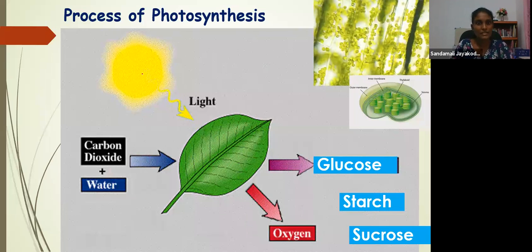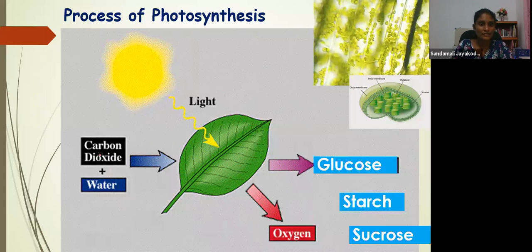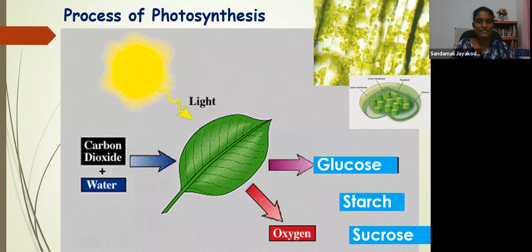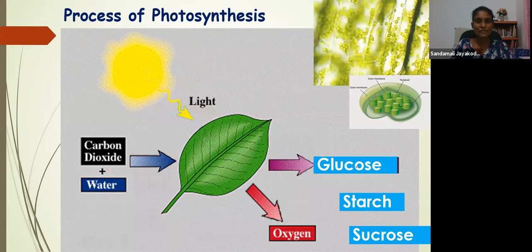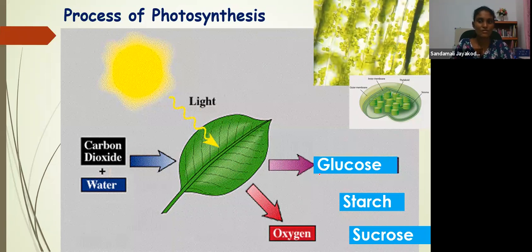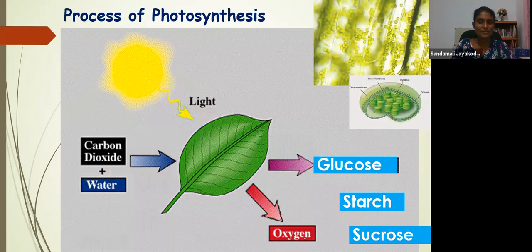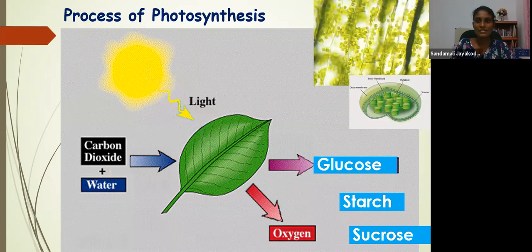Here you can see it absorbs light energy like this. And then again it absorbs carbon dioxide gas plus water. So these are the things get taken into the plant leaf, and then it gives two products. The main products of the photosynthesis is glucose. It is given here, and then it produces oxygen gas.